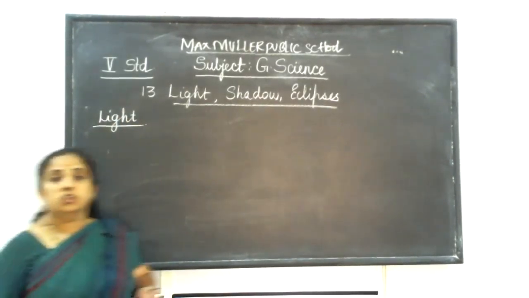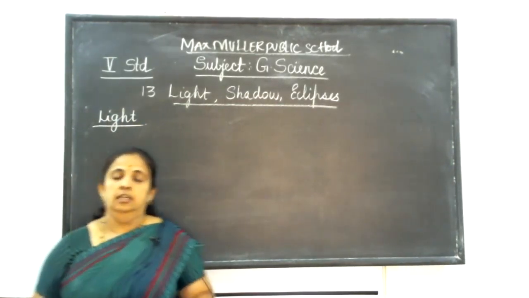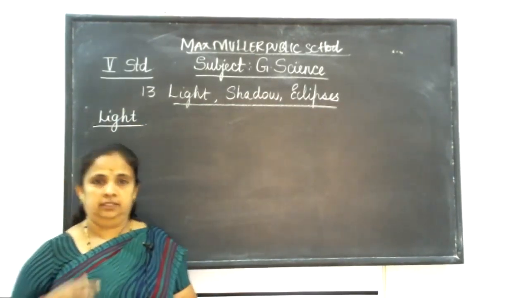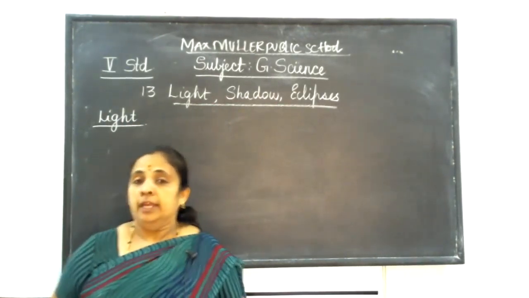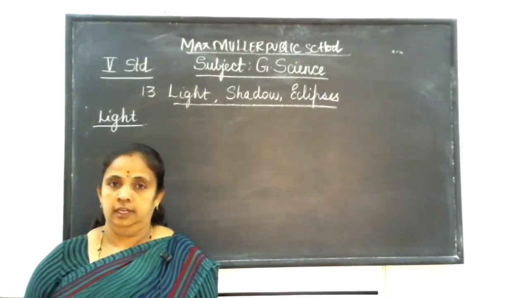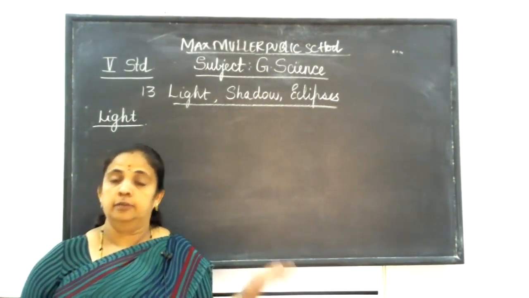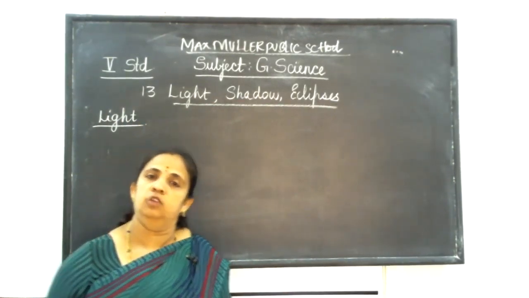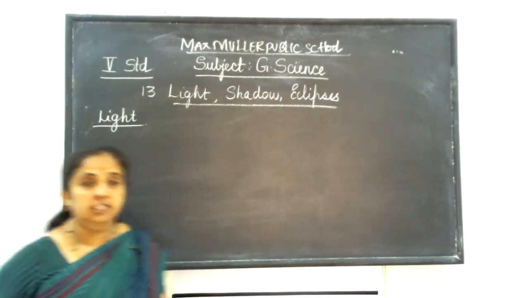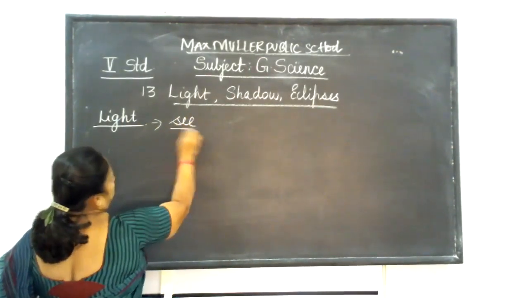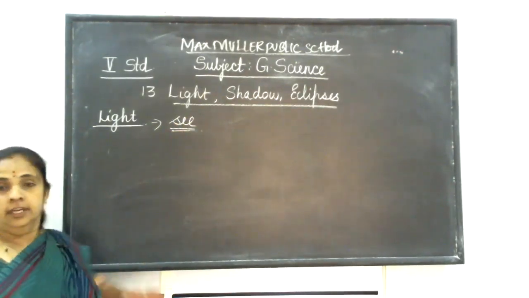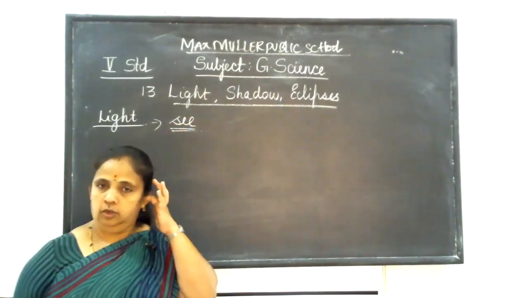In the absence of light, you cannot see anything. If light is present, only then you can see anything. Light is a form of energy. In the dark room, we cannot see anything. In the daytime, we can identify elements which are present in the environment. Because of the presence of light, we can see the things around us.